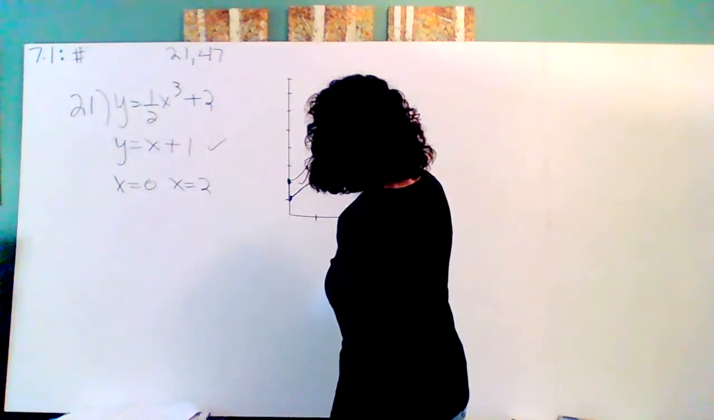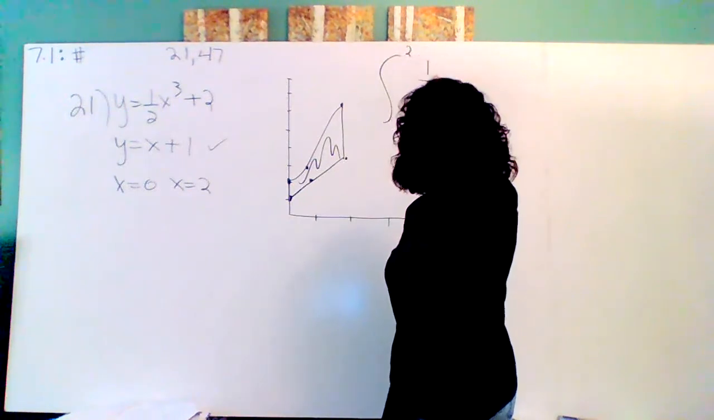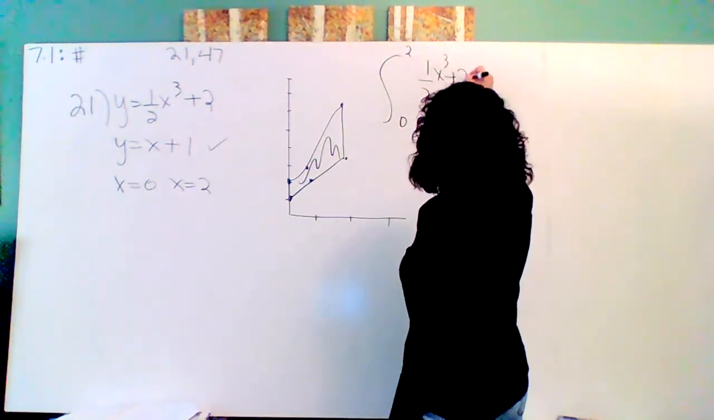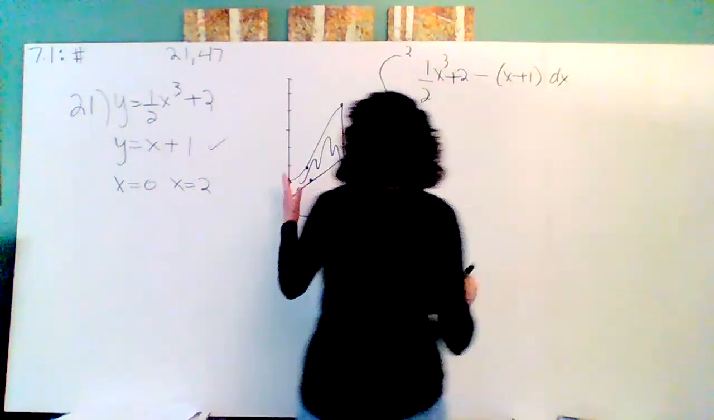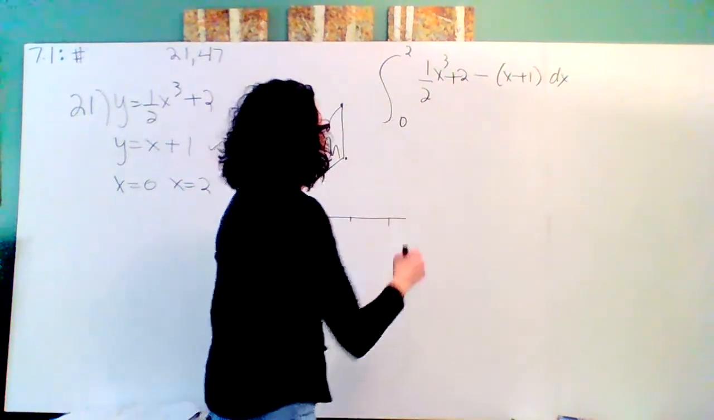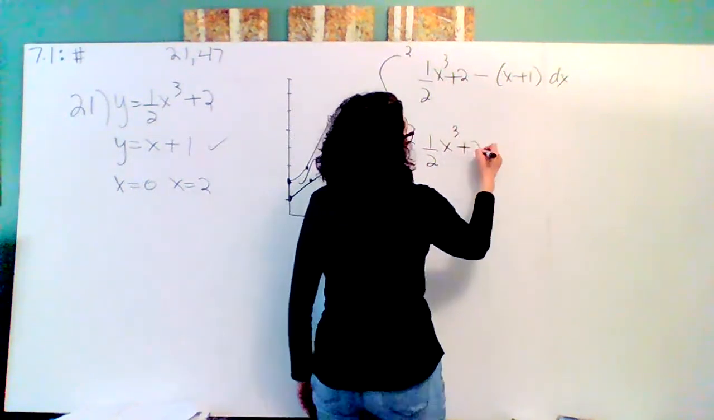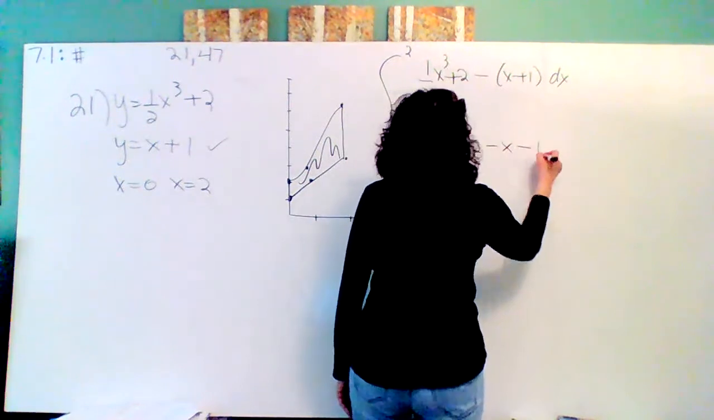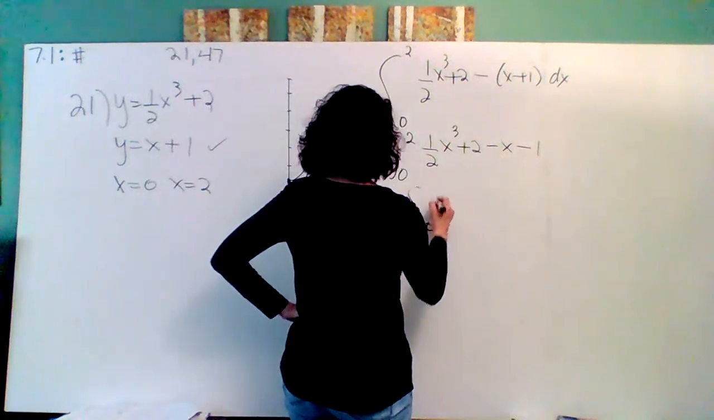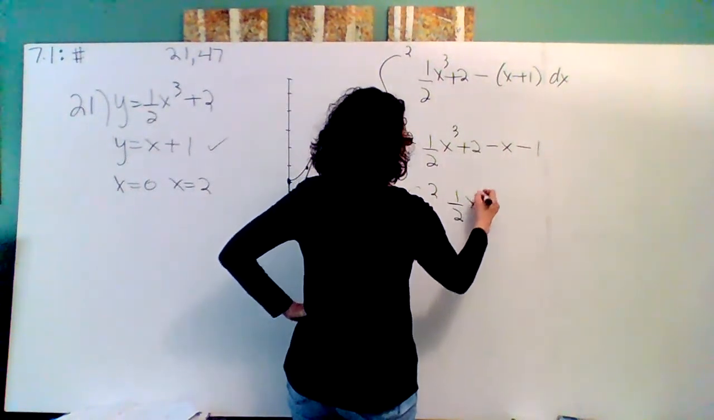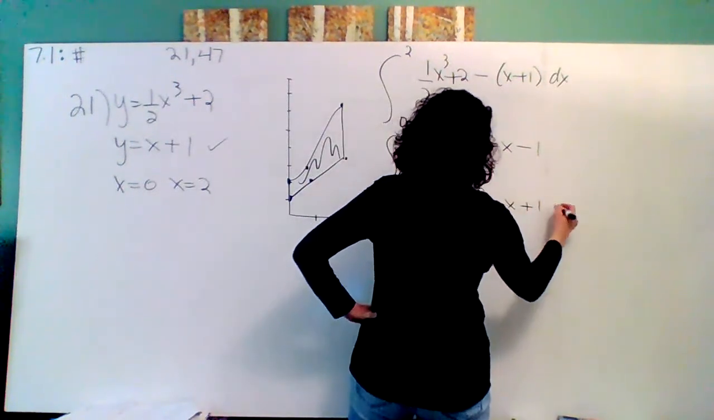Notice the upper function is the cubic function. We are going to integrate from 0 to 2 this cubic function minus this line in terms of x, going across the x axis. So we have 0 to 2, 1/2 x cubed plus 2, minus x minus 1. And so just a very small change here, 1/2 x cubed minus x. I'm just going to gather my like terms. Plus 2 minus 1 is a plus 1 dx.